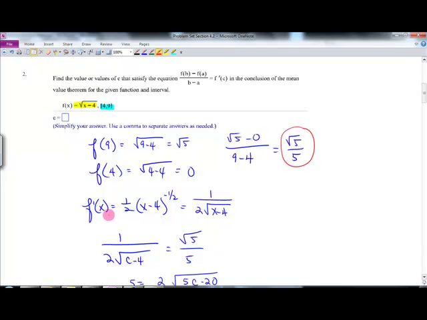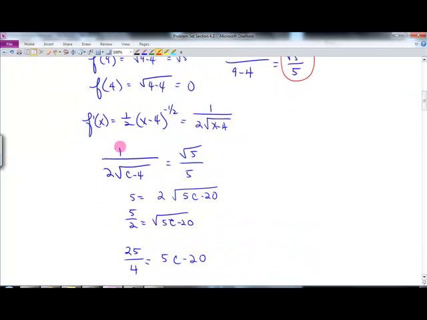F prime of x, remember that you would want to rewrite that if you were taking the derivative. And it would be x minus 4 to the 1/2. Okay, and so when you take the derivative, you get 1/2 of that to the negative 1/2. And so you have 1 over 2, and then this is the square root that goes on the bottom. So I've written that. That equals that value we found. And it's real easy this way to just do a cross multiplying, which is what I did.